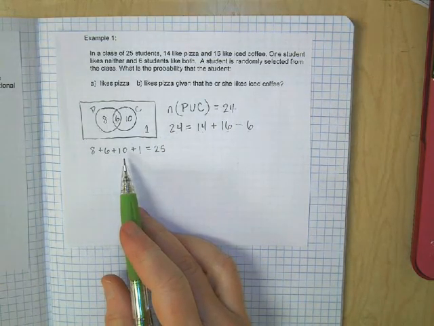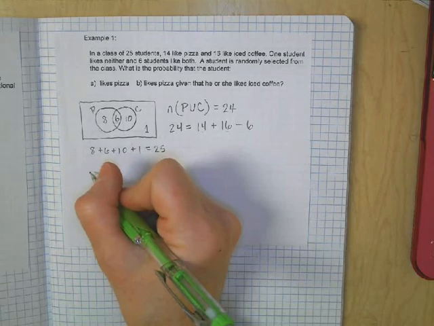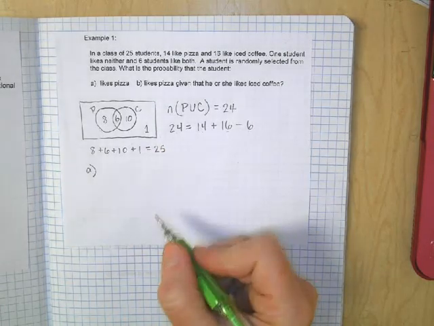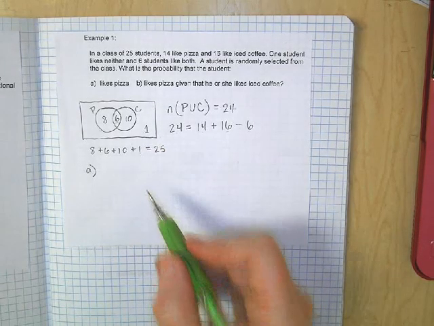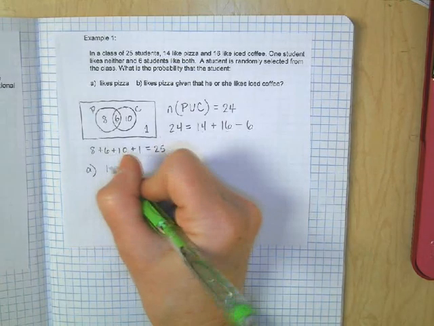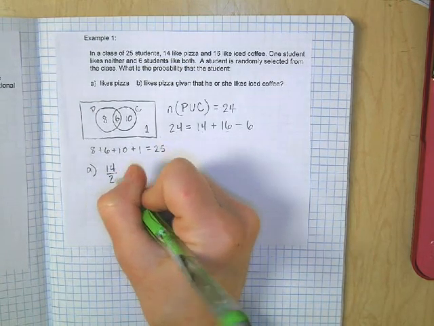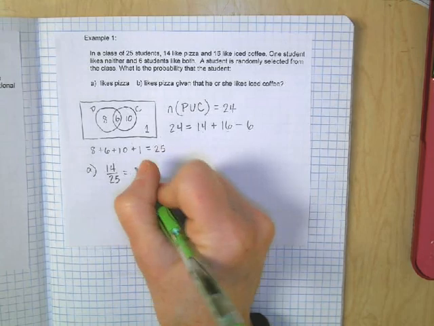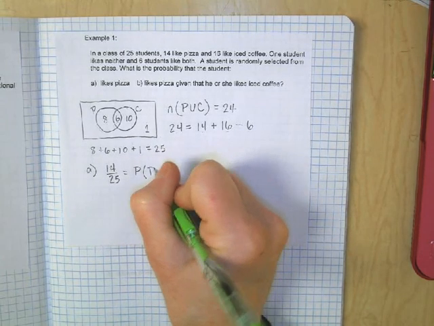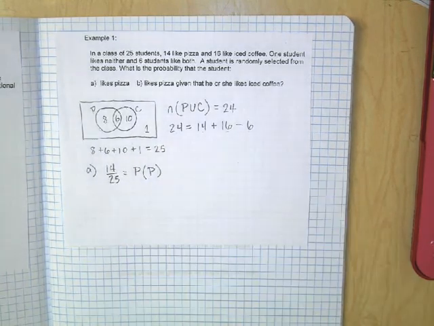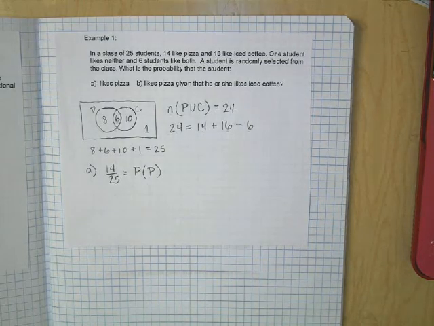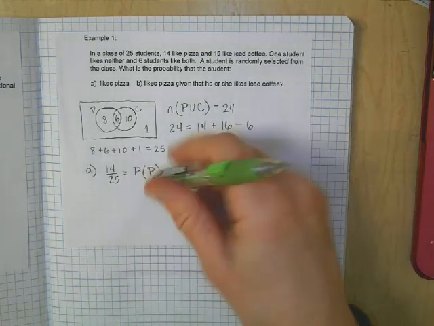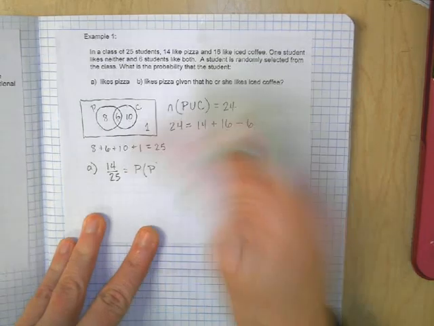All right, so let's look at the first question. Probability that somebody likes pizza. How many people like pizza? There's 14 people out of a total of 25. So that's my probability of pizza, choosing somebody who likes pizza. Kind of a weird notation there, P of P. So I probably should write P of pizza, so it keeps it clear.